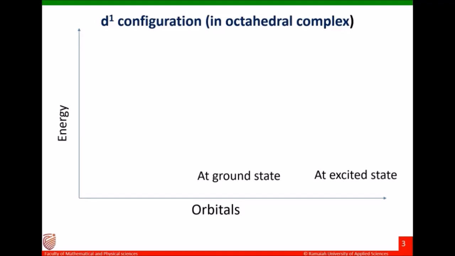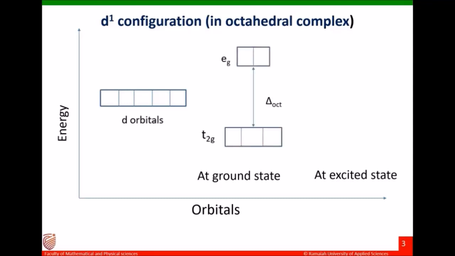In the last class we studied that in the presence of ligand, the d orbitals' degeneracy will be lost and will be split into 2 sets of orbitals, T2G and EG, and their difference in energy is called delta octahedral. So in the normal state, the electron, the d1 electron in the d orbital, will be in the T2G orbitals.